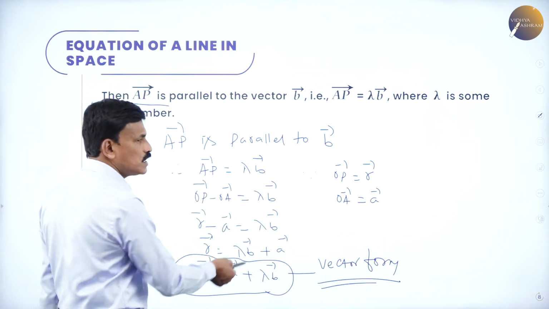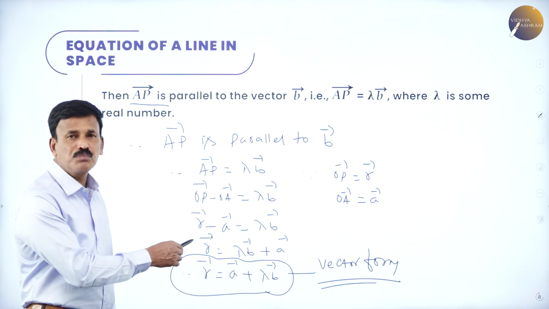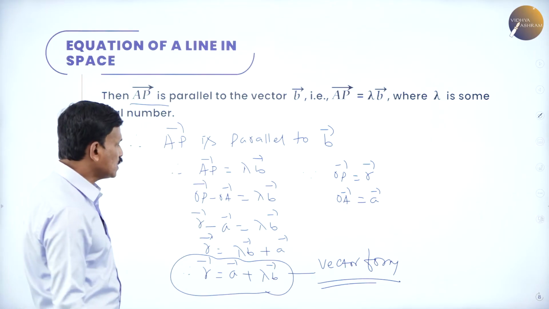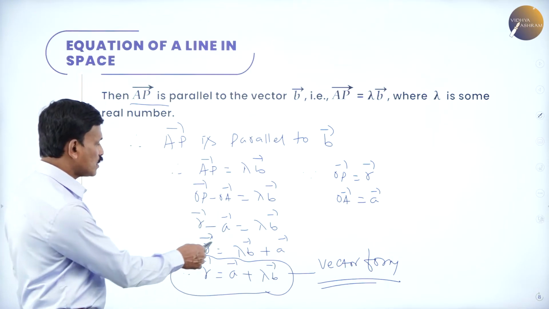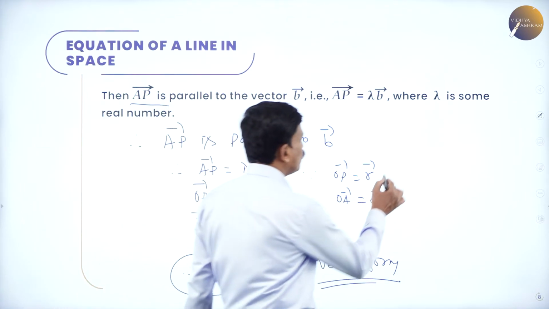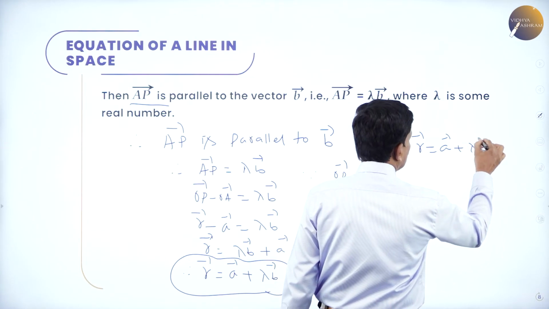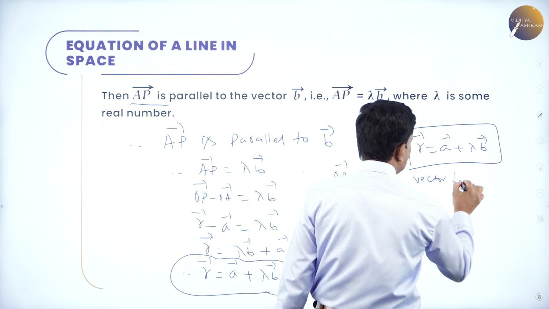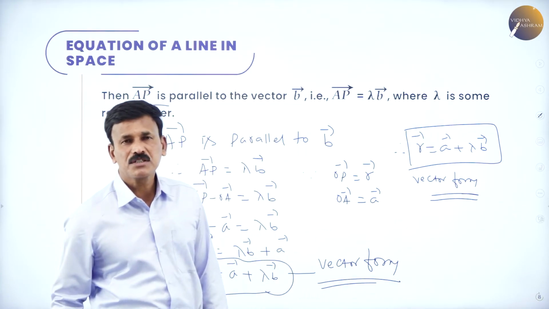AP can also be written as OP minus OA equal to λb. Substitute the values. What is OP? The position vector of P is r, and OA, the position vector of A, is vector a. So r − a = λb, r = a + λb. Therefore vector r = vector a + λb is the vector form for the equation of a line. Okay, this is the vector equation.